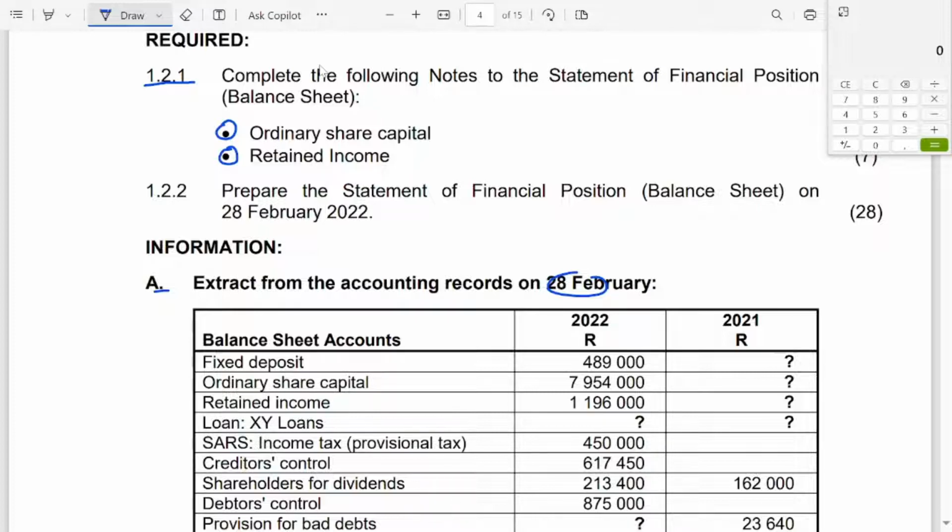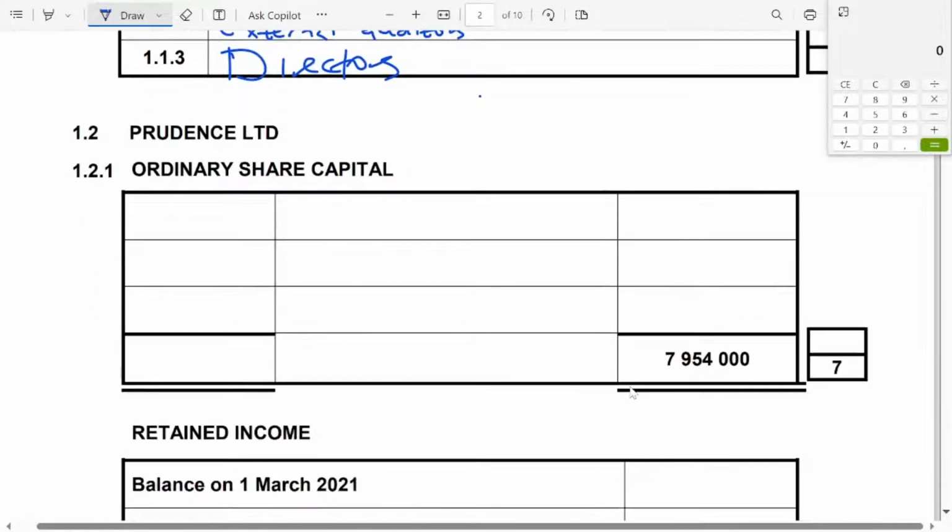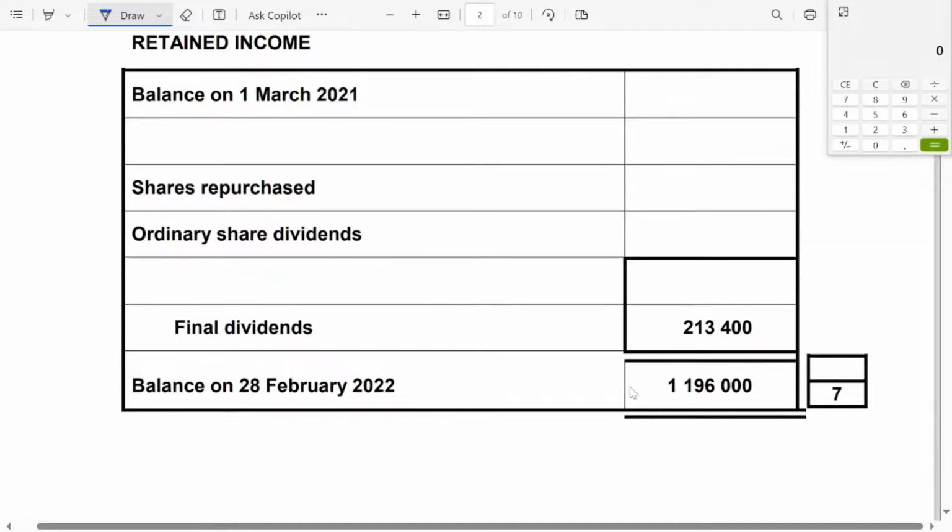Balances on 28 February 2021. Now they gave us the ordinary share capital balance at the end on 28 February 2022, the end of the year. They also gave us the retained income, the balance at the end of the year. So let's go to the answer sheet. So in the answer sheet, you can see that in the ordinary share capital, they wrote this balance at the end. Shares in issue at the end of the financial year. All right. So they also gave us the retained income at the end of the year. Then also the final dividends are already recorded.